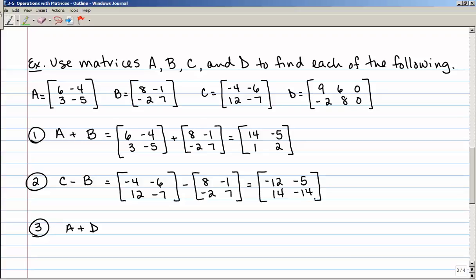And example number 3, matrix A plus matrix D. And as you can see, matrix A is a 2 by 2, and matrix D is a 2 by 3. It has 2 rows and 3 columns. Therefore, it's not possible to add these. They don't have the same dimensions. The matrices do not have the same dimensions.